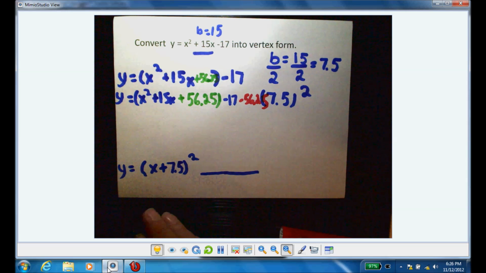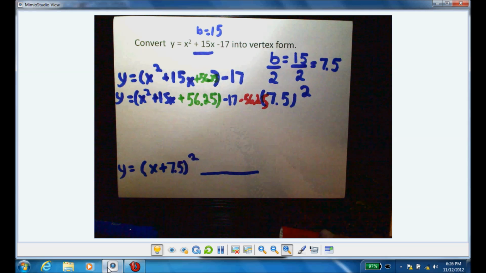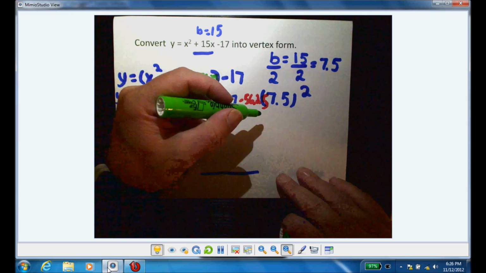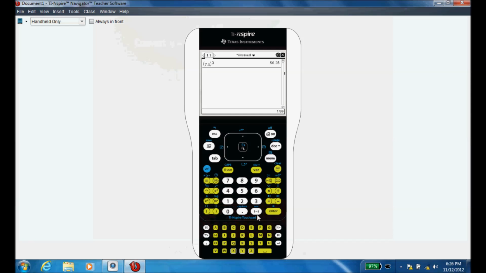Okay, and so now I have x plus 7.5, all in parentheses, raised to the second power, and then I have this other part that I have to do at the end. All I've got to do is the math, minus 17 minus 56.25. When I work that out, I get my calculator and say negative 17 minus 56.25, and that's negative 73.25. Sorry guys, I needed to erase that equal sign.